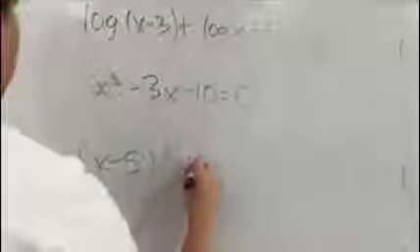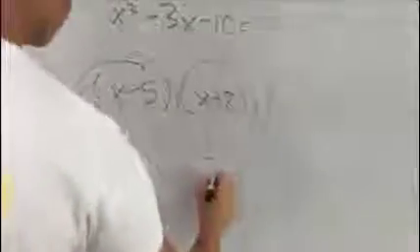x minus 5 and x plus 2 gives you 0. Now we need to take the x's of both factors. x minus 5, the x is equal to plus 5, and x plus 2, the x is equal to negative 2. And those are the answers. Now the only thing that's left is to check if it's right.